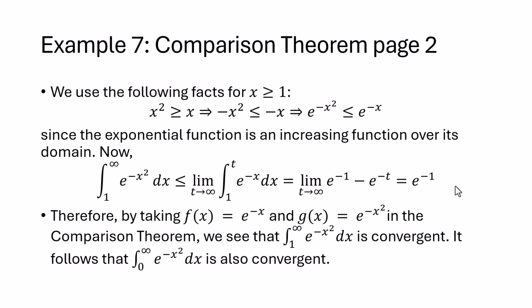Therefore, by taking f of x equal to e to the negative x and g of x equal to e to the negative x squared in the comparison theorem, we can see that the improper integral from 1 to infinity of e to the negative x squared dx is convergent. And because the sum of convergent integrals leads to a convergent integral, we may also conclude that the integral from 0 to infinity of e to the negative x squared dx is also convergent.